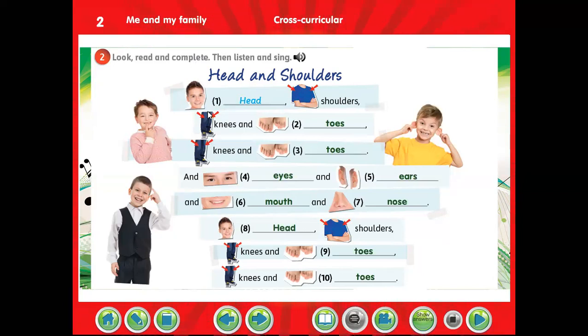When the teacher says one, two, three, we sing the song, okay? We sing the song. Head, shoulders, knees and toes, knees and toes. Head, shoulders, knees and toes, knees and toes. And you continue, okay? Okay, girls? Now, only the girls, okay? Let's see. Girls, one, two, and three.